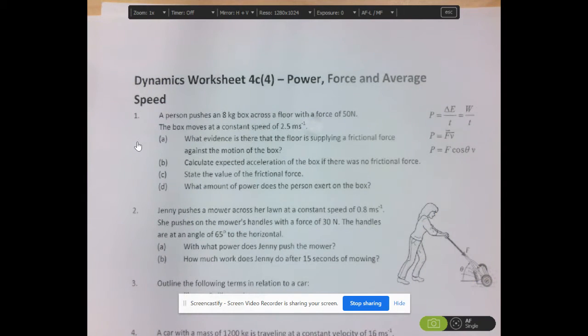So we use this formula when a force is acting, and because of friction, we have constant velocity happening. Okay, so starting at question 1 here, we've got a person pushing an 8-kilogram box along the floor with a force of 50 newtons, and the box is moving at a constant speed of 2.5 meters per second. So the question is, what is the evidence that the floor is applying a frictional force?